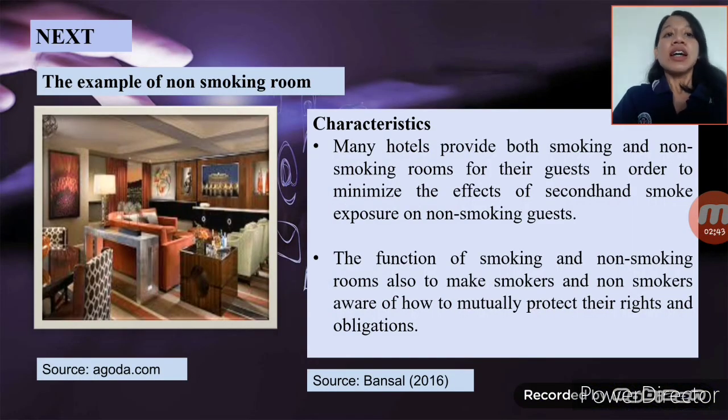Next is about the characteristics of a smoking or non-smoking room. The first is, many hotels provide both smoking and non-smoking rooms for their guests in order to minimize the effect of second-hand smoke exposure on non-smoking guests. The second is, the function of smoking and non-smoking rooms is also to make smokers and non-smokers aware of how to mutually protect their rights and obligations. And as you can see on that slide, there is the example of non-smoking room, which is the picture about non-smoking room.